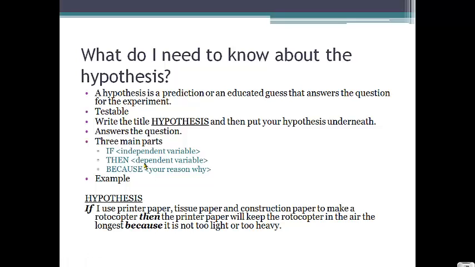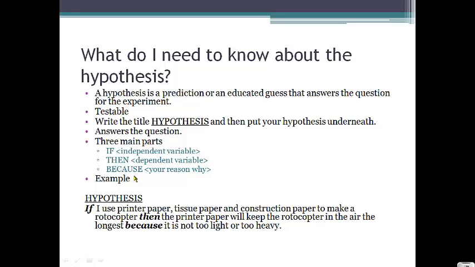The dependent variable is the thing that you're measuring or observing in the experiment. It's going to be your results. Then you're going to use the word because and tell your reason why. Your reason why has to be an educated reason why, guys. It has to be a good reason why. It can't just be something you came up with on the fly. It should be something you've really thought about, and scientifically, this is your reason why you think what you think.